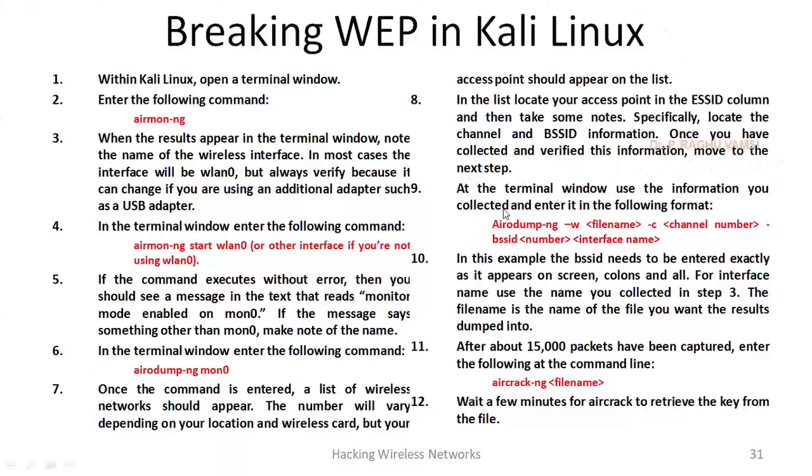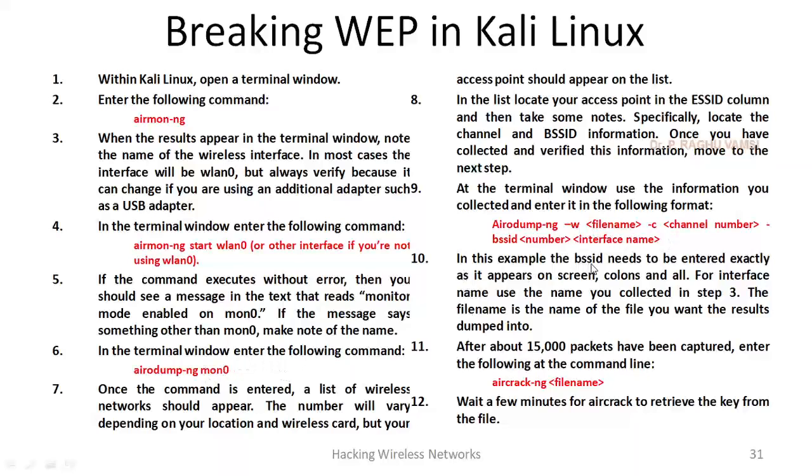At the terminal window, run airodump-ng again with -w, which is for writing the traffic into a file. Give the file name, and -c for the channel. Whenever you run airodump-ng mon0, it will list which access point is transmitting data and on which channel number. So you need to make note of those channel numbers and the BSSID, and use them in this command: airodump-ng -w, the file name in which you want to save the traffic, then the channel number, then --bssid, the BSSID number, and the interface name. What is the interface name? mon0.